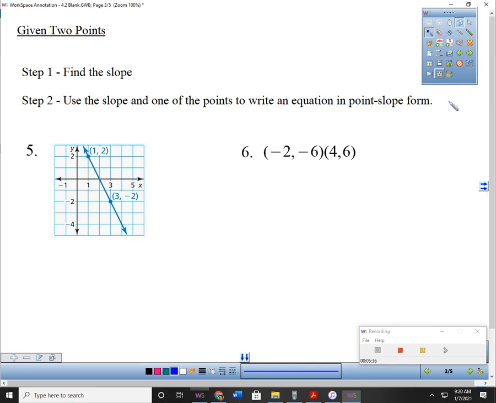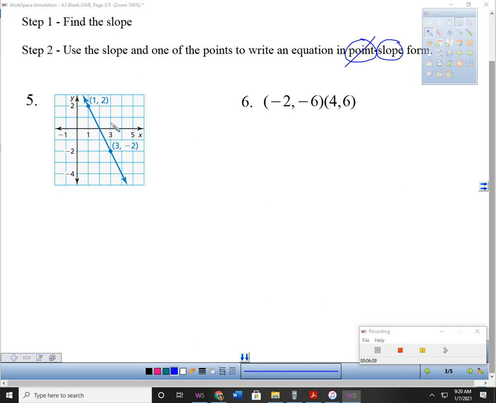So let's say that they gave you 2 points. To write an equation in point-slope form, you have to have 1 point and you have to have the slope. So if they give you 2 points, you have a point, right? But what are you missing? You're missing the slope, right? So the first thing that you're going to do is you're going to find the slope because you need the point and a slope. All right, so on number 5, I gave you a graph and I identified 2 points. So I'm going to write those down.